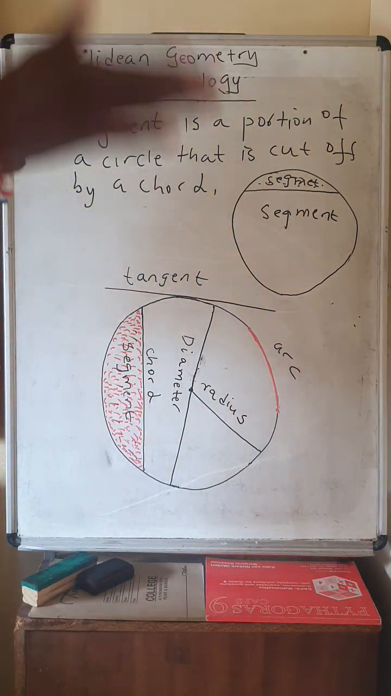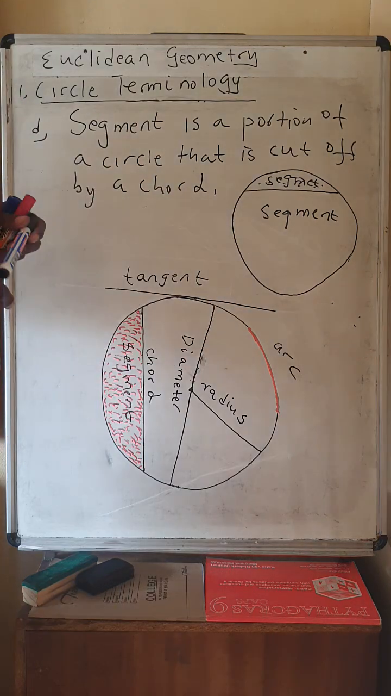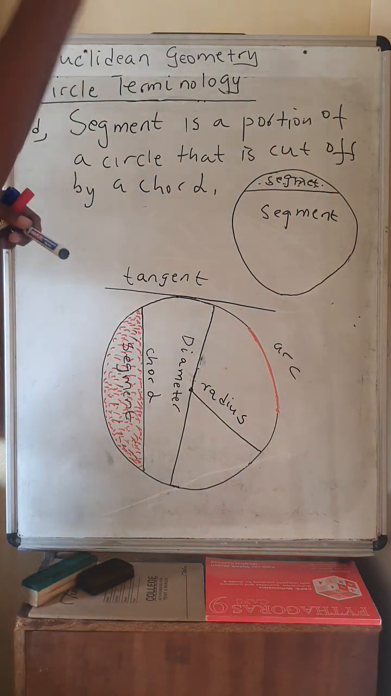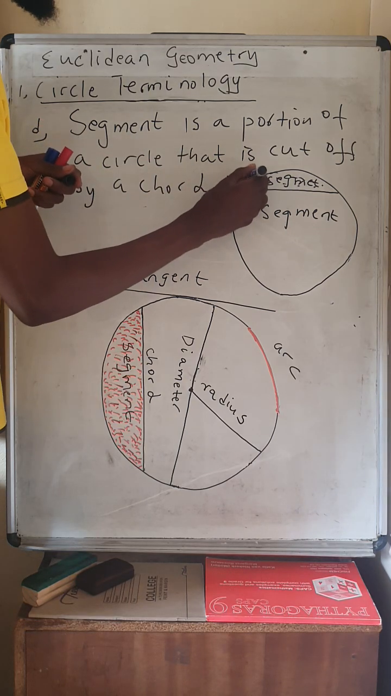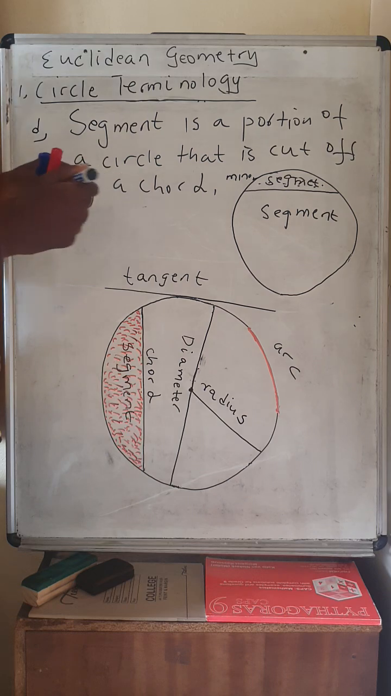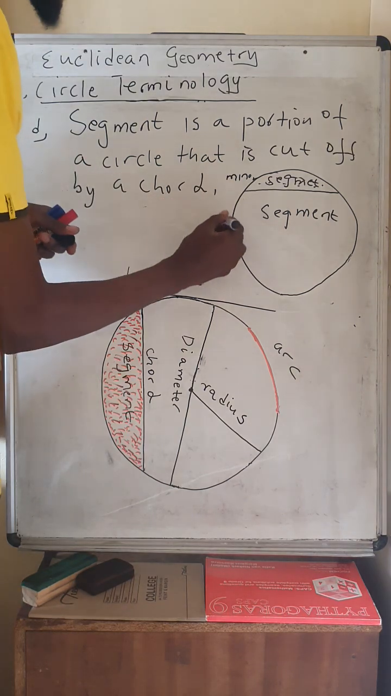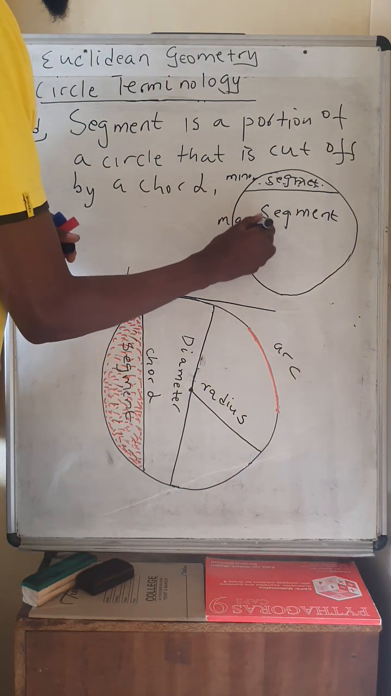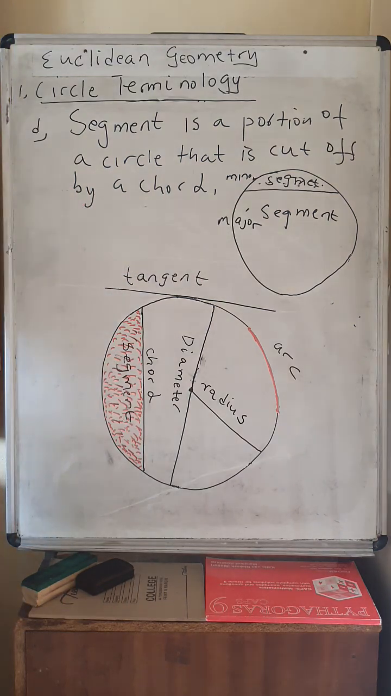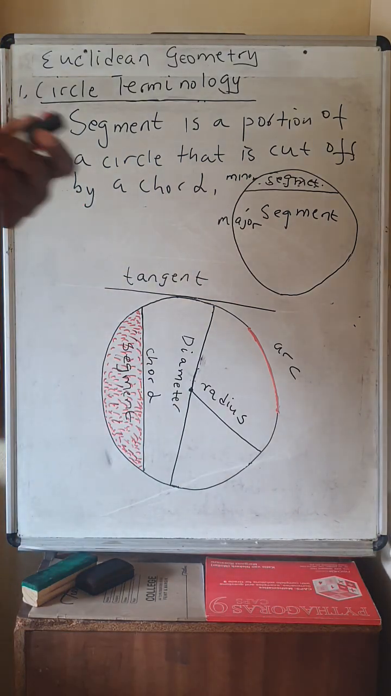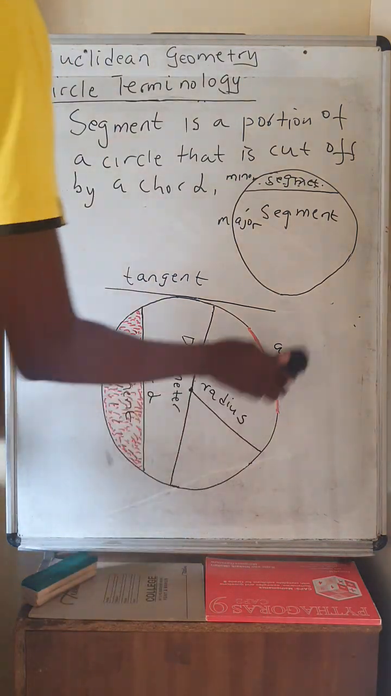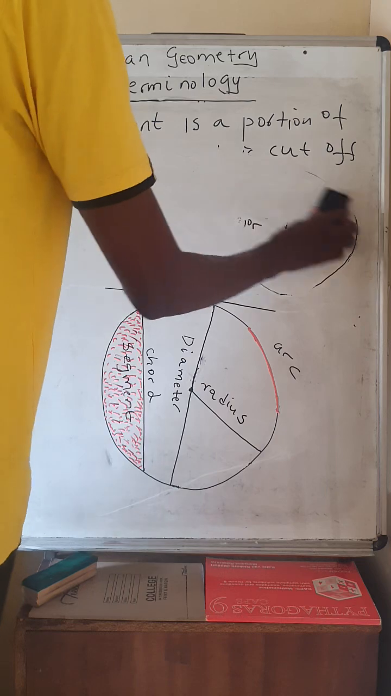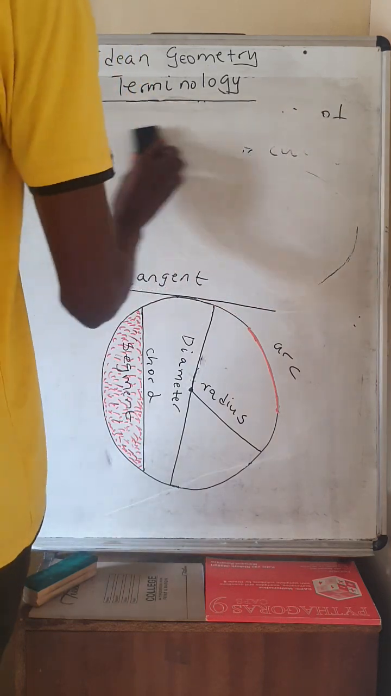It will depend on how the chord is drawn, so I'm not going to say the bigger and the smaller. It depends on the situation. So in this case, we say the smaller segment is a minor segment, and the bigger segment is a major segment. So that's what we mean by a segment. It's a portion of a circle that is cut off by a chord. So I need a chord in order for me to have a segment.